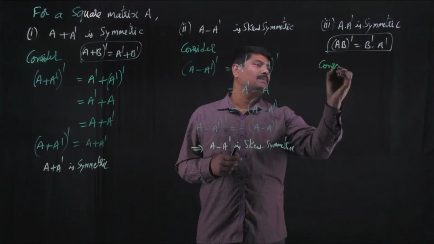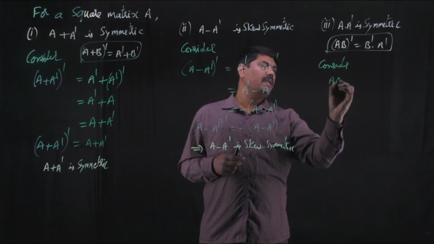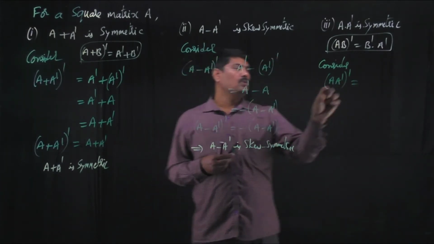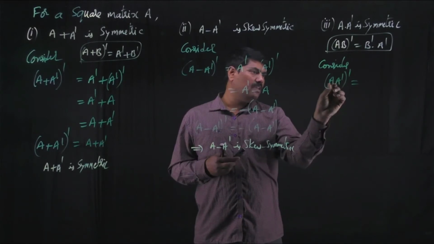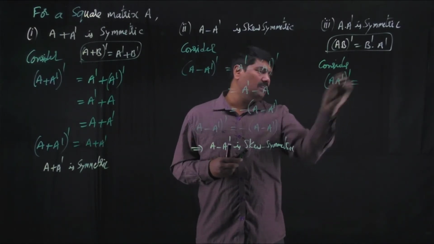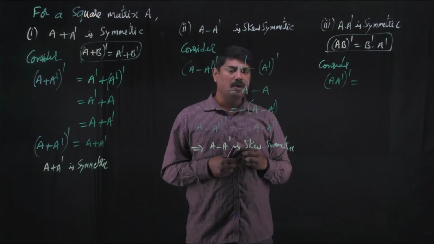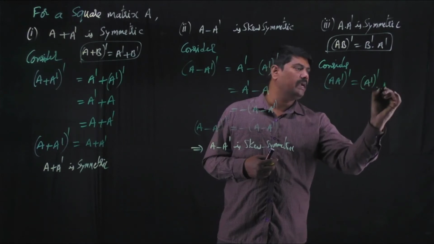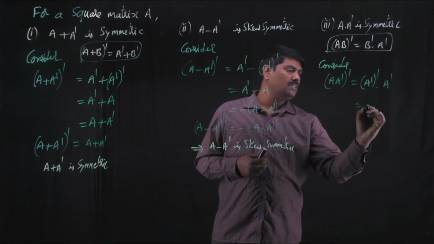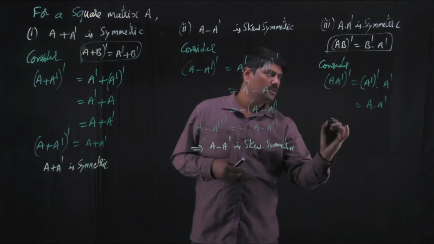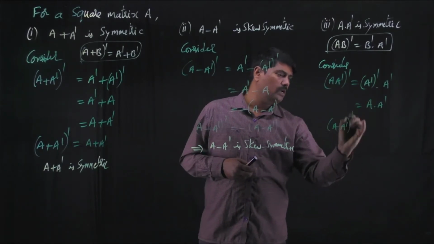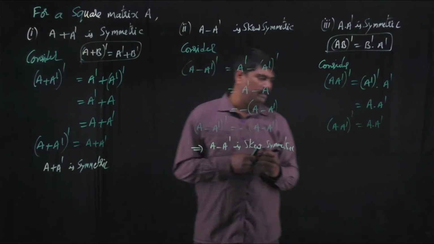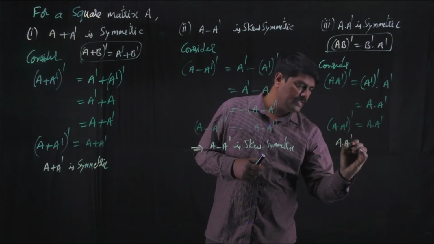For that, consider (A A')'. Now you have to compare A' with B. If you take A' with B, this is similar to (AB)'. (AB)' is B' into A'. That's why this will become (A')' into A'. So (A')' is again A, so A into A'. So we come to the step (A A')', which is again A into A'. This indicates A into A' is a symmetric matrix.